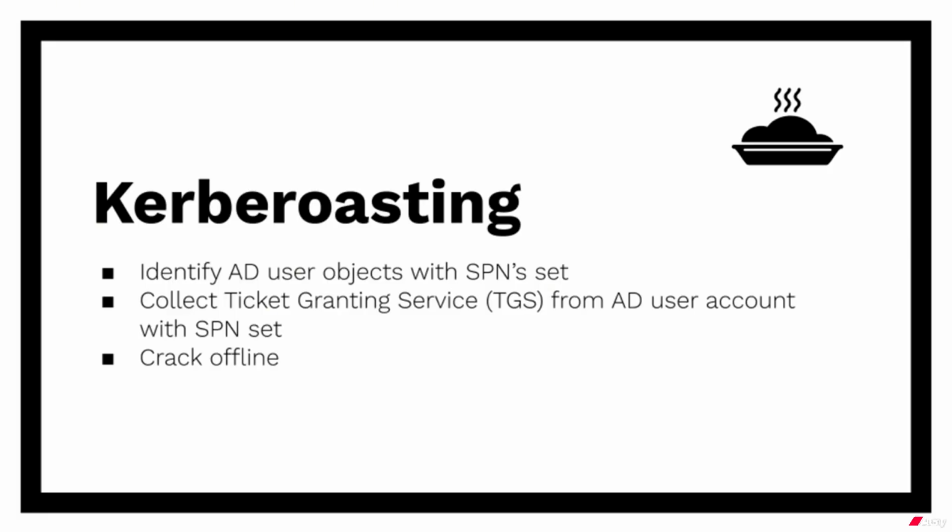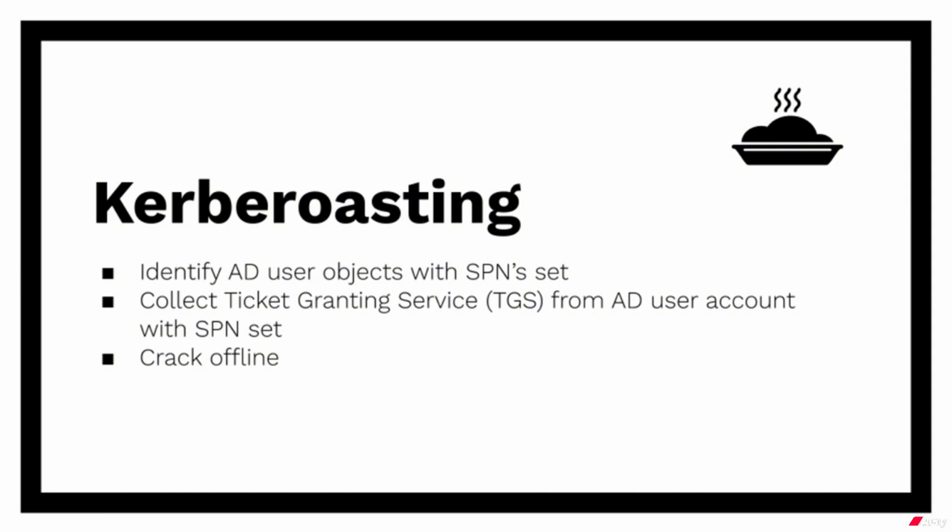The Kerberoasting process involves identifying an AD object with a service principal name set, otherwise known as an SPN. This will then allow you to request a TGS from that account. Setting an SPN essentially makes it a service account, allowing a valid domain user to request that TGS. Then once that TGS is collected, attempt to crack it offline to obtain the service account password.